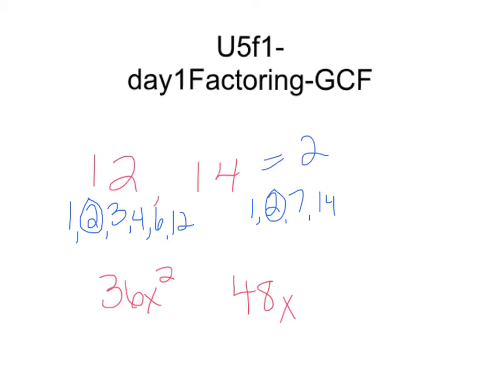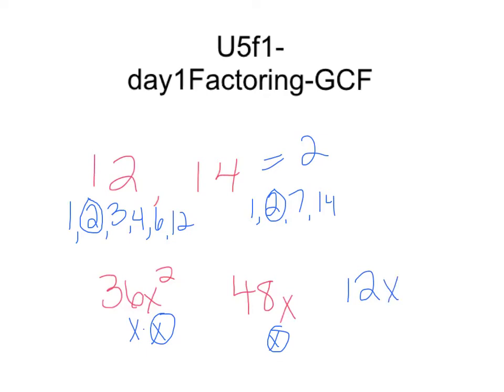All right, what happens when there's variables? So first of all, 36 and 48. The largest number that will go into 36 and 48 is 12. Now, with variables, this one has 2 x's and this one has 1 x. So you look at how many they have in common. Well, they each have 1 x. So 12x would be your GCF.